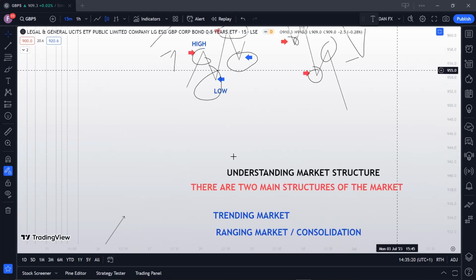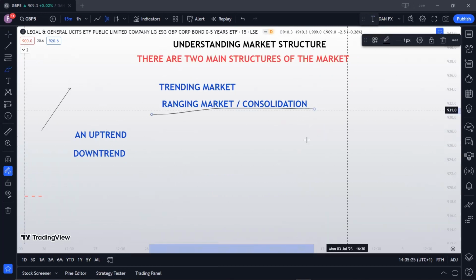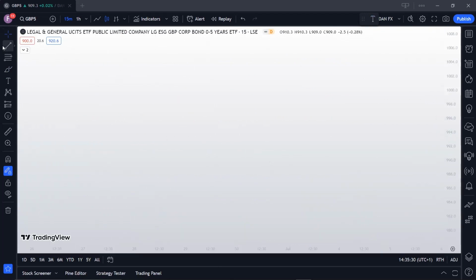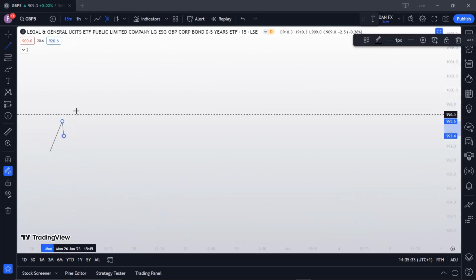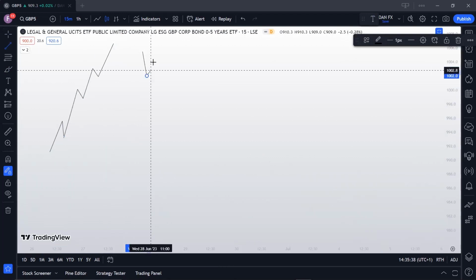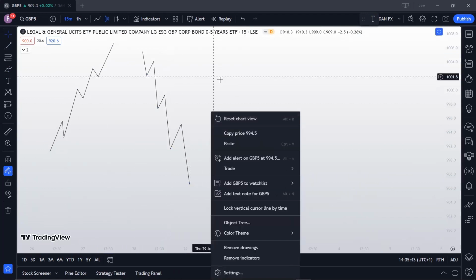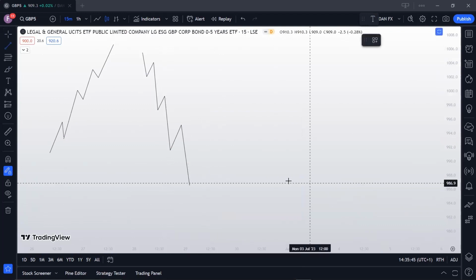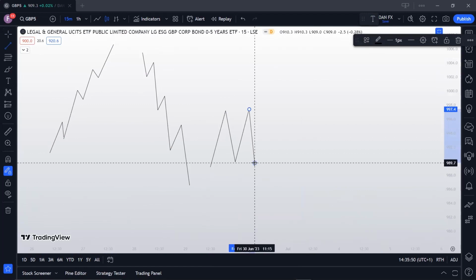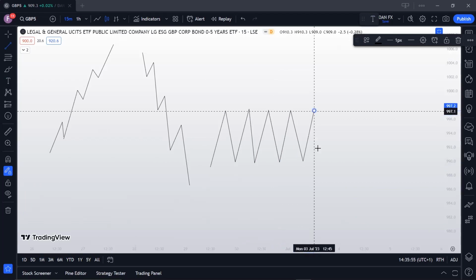Now, to explain the ranging markets or consolidation, that one is quite different from the uptrend and downtrend. And we know that is a sideways movement. So if the market forms higher highs and higher lows to go up, and then forms lower lows and lower highs to go down, that means if the market wants to go sideways, what will happen? Well, what would have to happen? It means the market will have to form equal highs and equal lows like this. So if the market forms equal highs and equal lows like this, it is basically a ranging market.